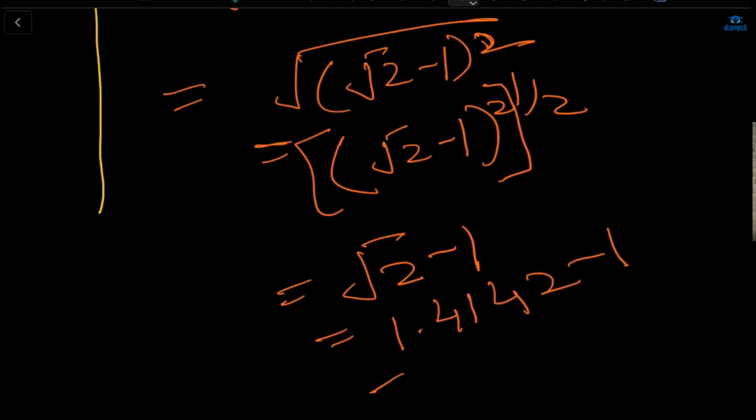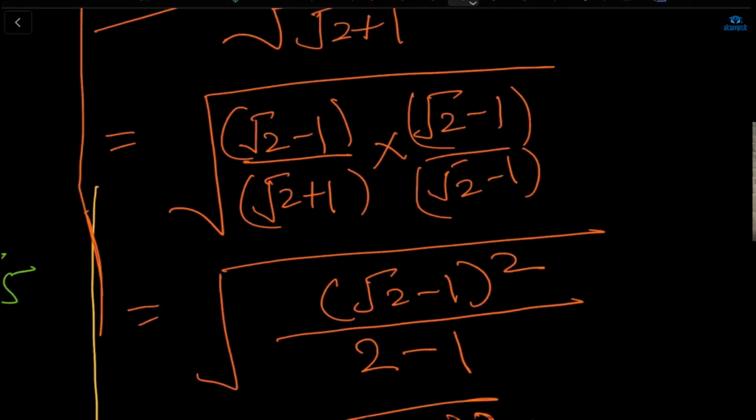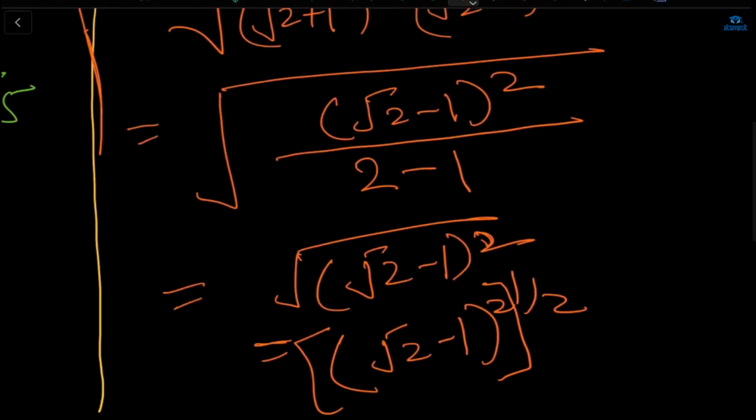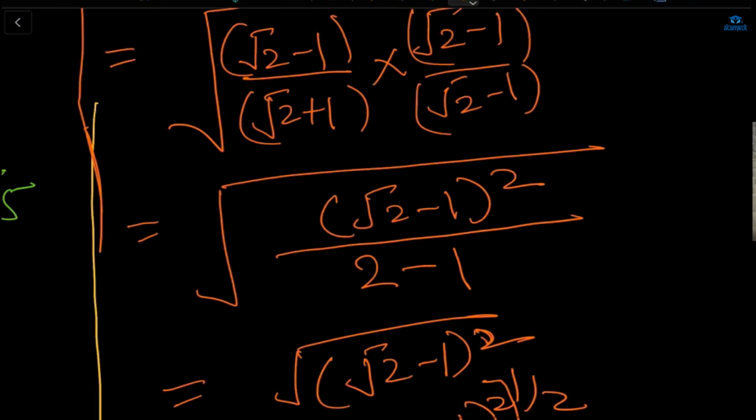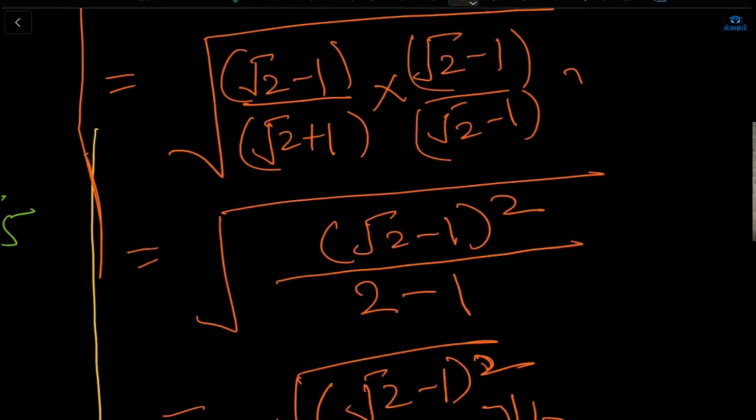So that means your answer is 0.41. Where have you gone wrong, everybody? You can check, and if anybody has any issue, I'll explain it again. Okay, so Shazan, where were you wrong? At which step? Ma'am, I was wrong in the second step. Okay, after this step.